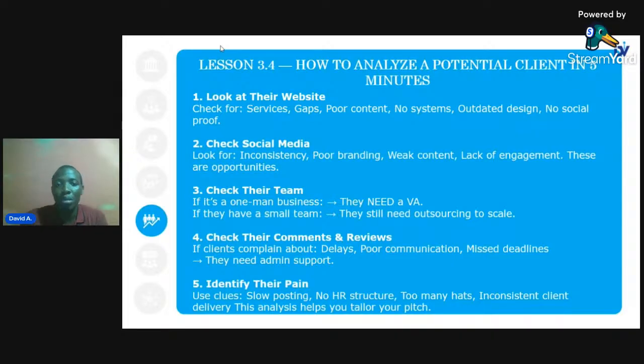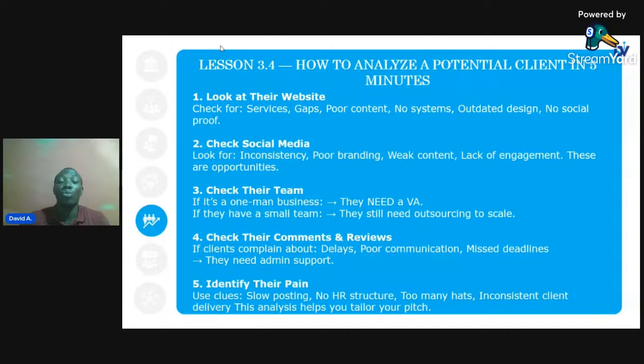Number 3 is poor content. The content writing on the website, is it good? Is it scattered? If there are no systems, when you're clicking a button and it's not taking you anywhere or where it is supposed to take you to, is another thing. Outdated designs, no social proof are things to look out for on the website.